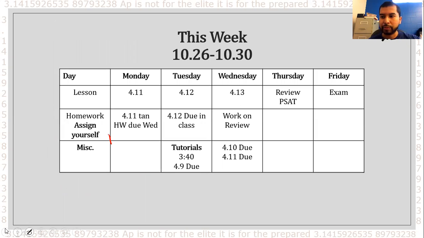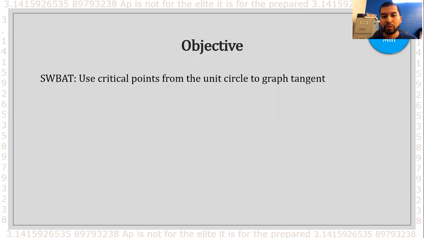For my week at a glance, for my students that learn live with me in class, this is what we saw. Keep in mind we have the PSAT for the students that are back with us on campus, and we have a unit exam for what we learned this entire unit. We're going to continue to use critical points to graph our tangent function.